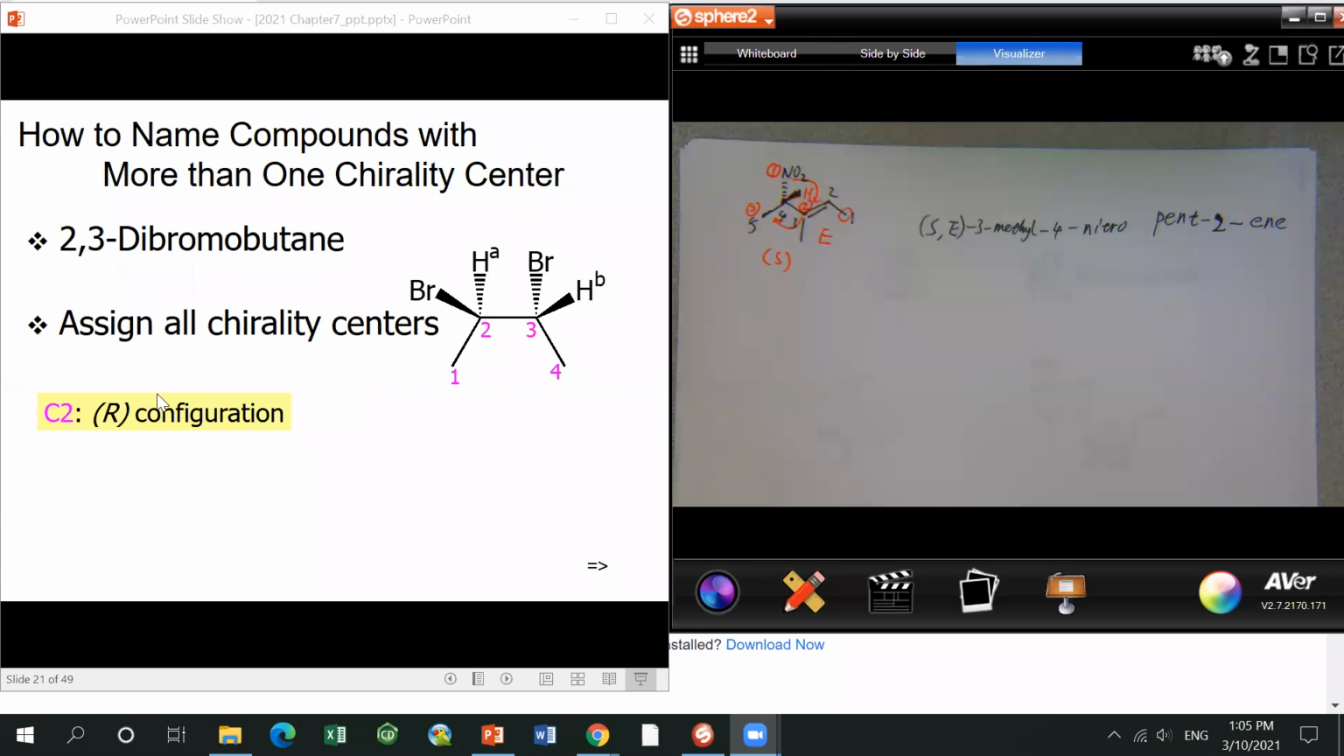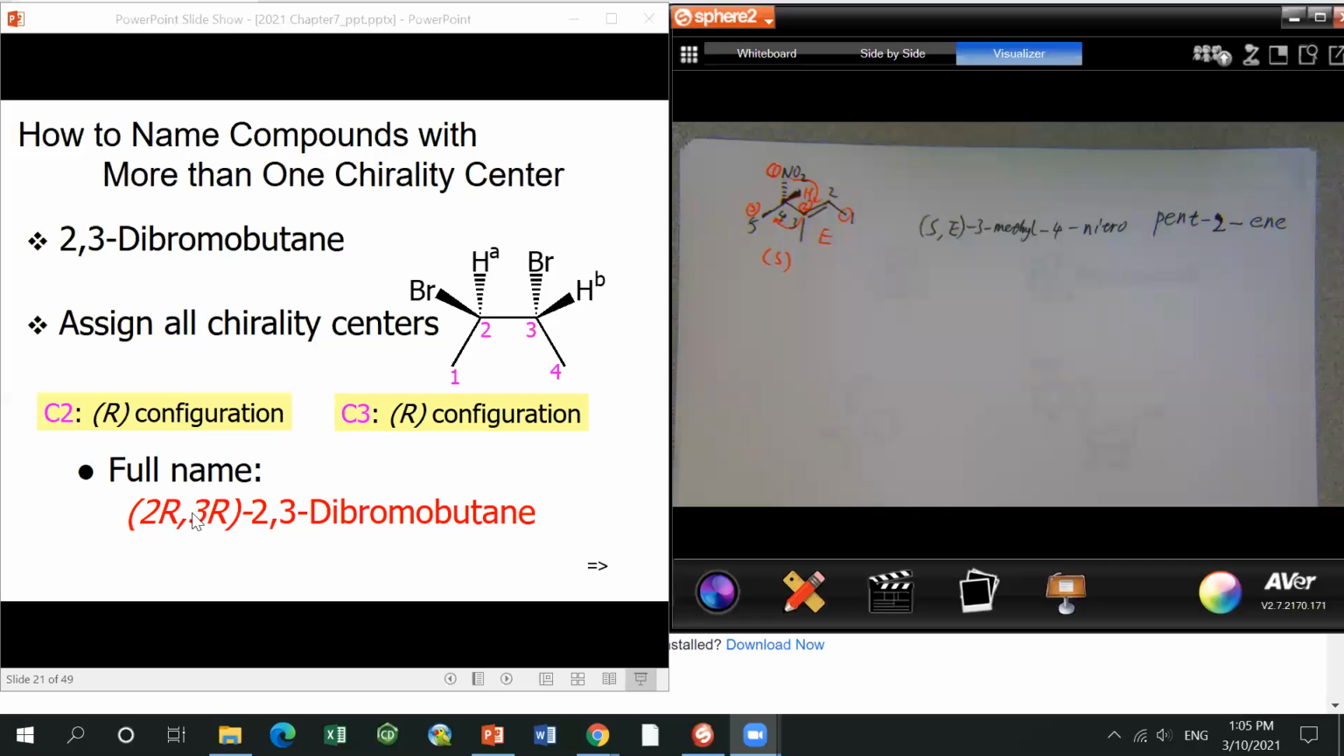Carbon 2 should be R, and carbon 3 should also be R. So for this compound, the full name should be 2R,3R. You need to give location numbers for both stereocenters. So 2R,3R, connected by a comma, put in parentheses and then linked by a hyphen, followed by 2,3-dibromobutene. That's how you name a compound with multiple stereocenters.